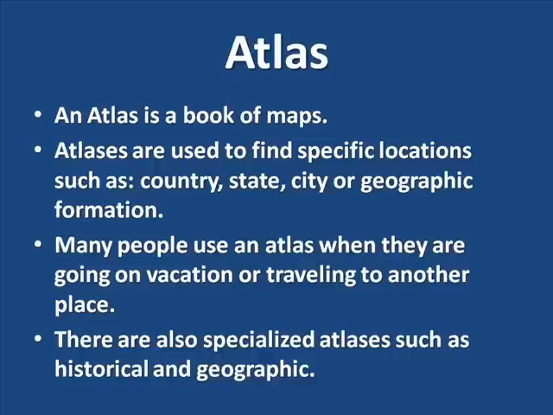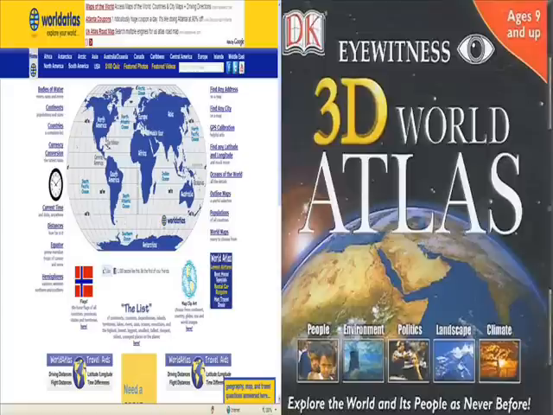An atlas is a book of maps. Atlases are used to find specific locations such as country, state, city, or geographic formation. Many people use an atlas when they are going on vacation or traveling to another place. There are also specialized atlases such as historical and geographic. Atlases come in various formats. As you see, the one to the left is an online atlas and the one to the right is a book atlas.